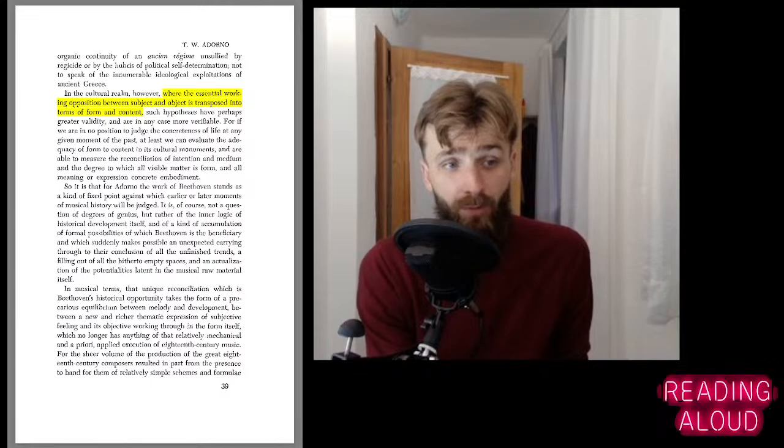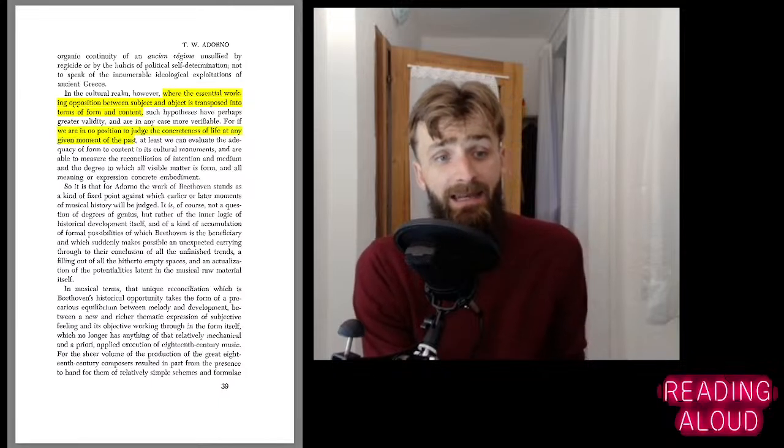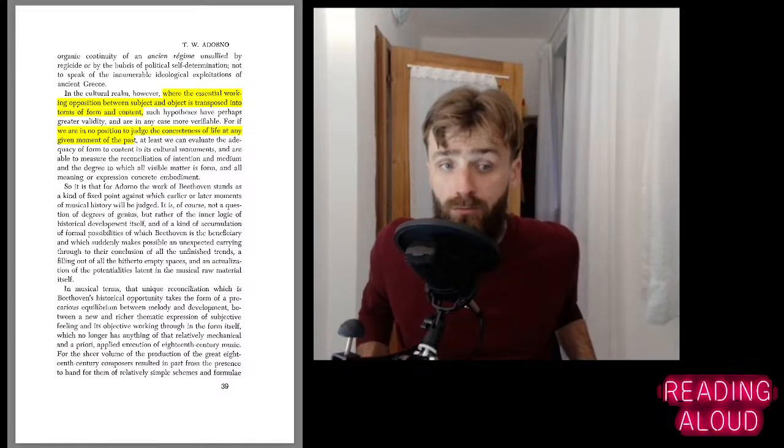In the cultural realm, however, where the essential working opposition between subject and object is transposed into terms of form and content, such hypotheses have perhaps greater validity and are in any case more verifiable. For if we are in no position to judge the concreteness of life at any given moment of the past, at least we can evaluate the adequacy of form to content in its cultural monuments, and are able to measure the reconciliation of intention and medium, and the degree to which all visible matter is form, and all meaning or expression concrete embodiment.